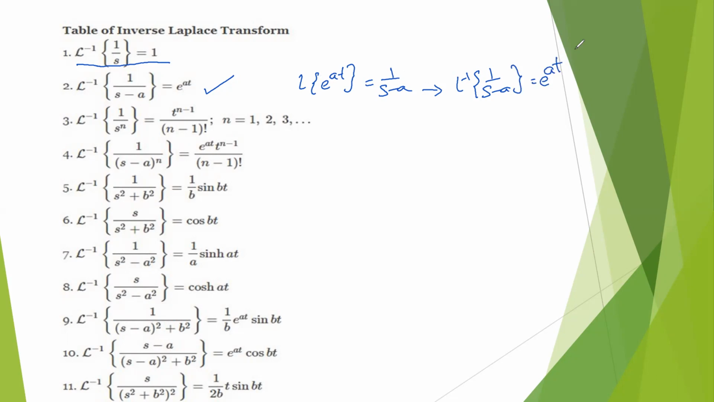In the same manner, we go with the inverse Laplace transformation of the remaining standard functions. The inverse Laplace of 1 by s power n is t power n minus 1 divided by n minus 1 factorial, where n starts from 1, 2, 3 and continues. n is not negative, because the factorial of a negative number is not defined. Next, the inverse Laplace transformation of 1 by s minus a whole power n is e power at into t power n minus 1 divided by n minus 1 factorial.